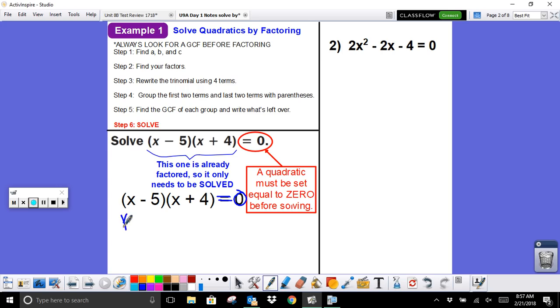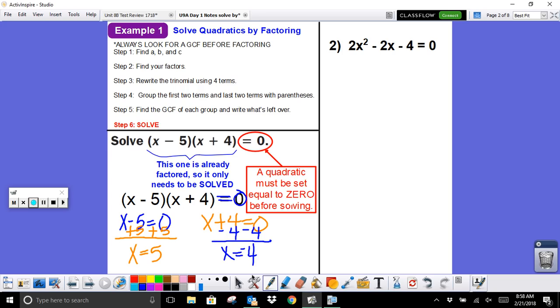You're going to have x minus 5 equals 0, and you're going to have x plus 4 equals 0. And we're just going to solve both of these for x. So on the x minus 5, I would just add 5 to both sides, and x would equal 5. And on this other equation, I would subtract 4. So x would equal negative 4.